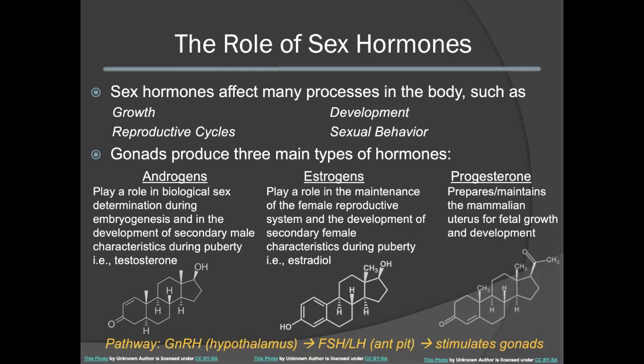Estrogens, on the other hand, play a role in maintaining the female reproductive system and are involved in the development of secondary female characteristics during puberty. An example of that is estradiol. Take a look at the similarity between these two structures. Note that they are very similar in structure, but yet have very different effects due to the specificity of the receptors and different pathways. Progesterone, on the other hand, prepares and maintains the mammalian uterus for fetal growth and development. Note that all of these are steroid-based, thus they have the same carbon ring structure.